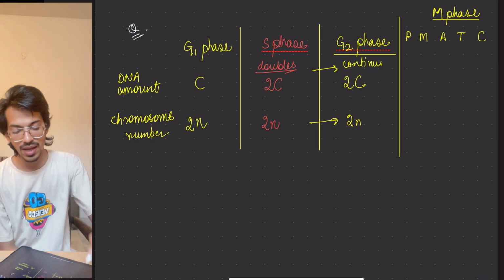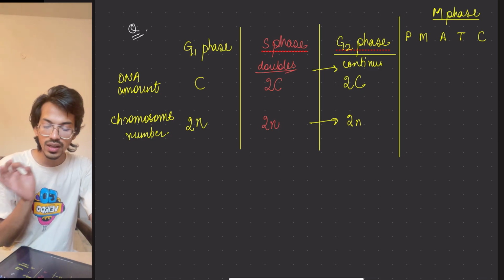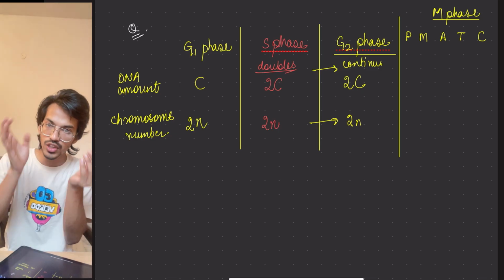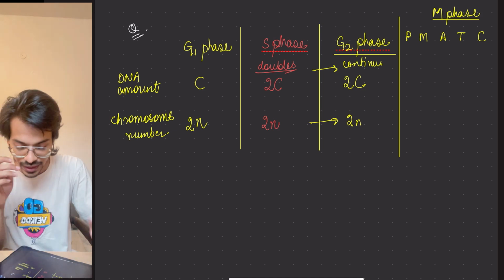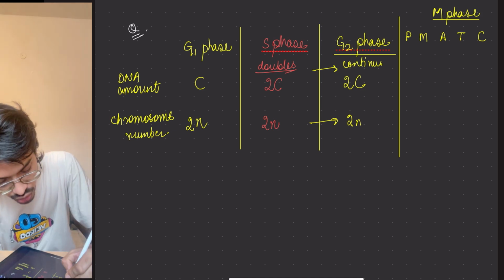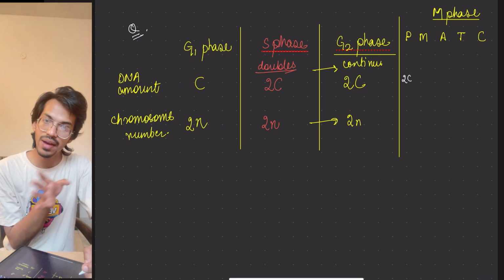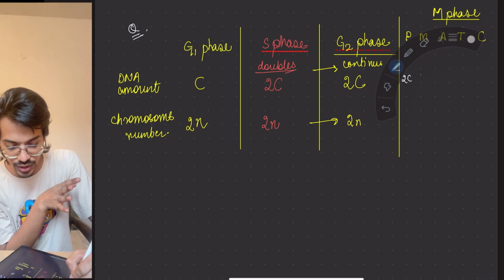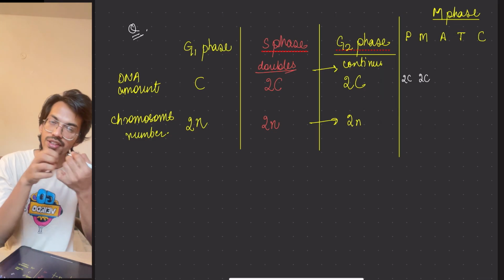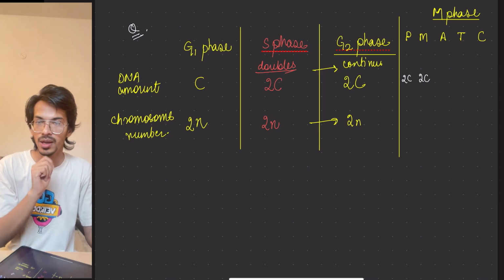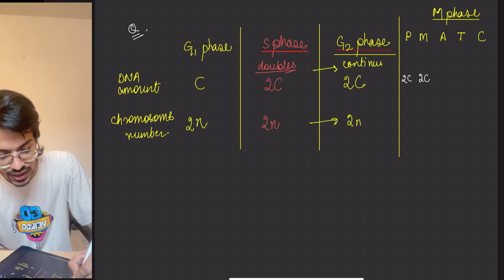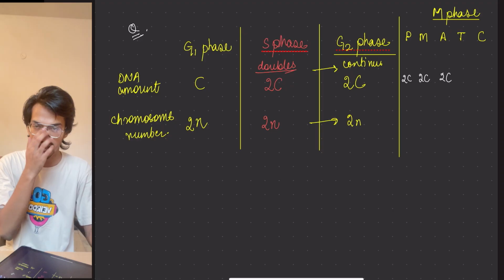So let's see what is happening. During prophase, the nuclear identity is still there. One cell only has these things, so 2C will be there. In metaphase also they are still present, so here also it is 2C. During anaphase they are split, but still the cell is one, so 2C is the amount of DNA present.